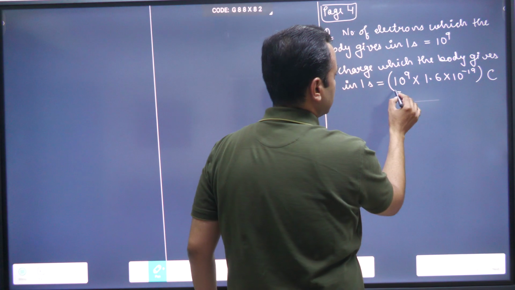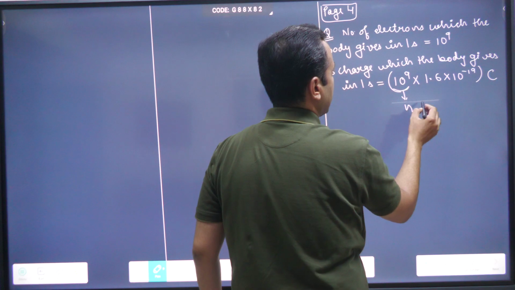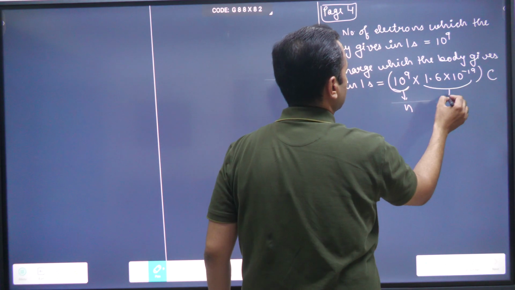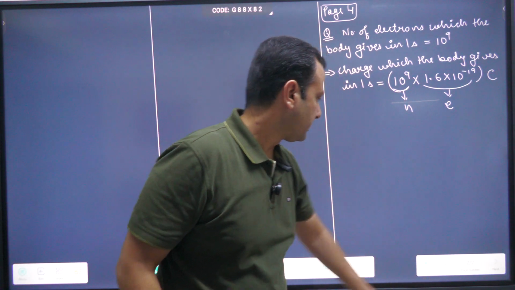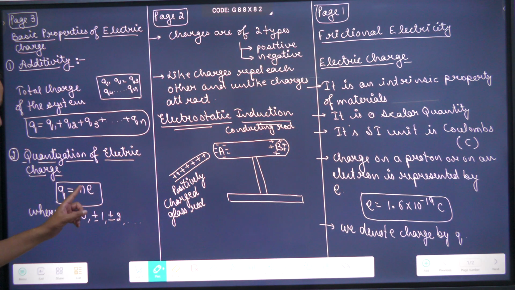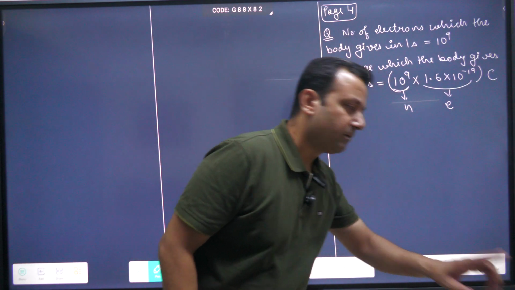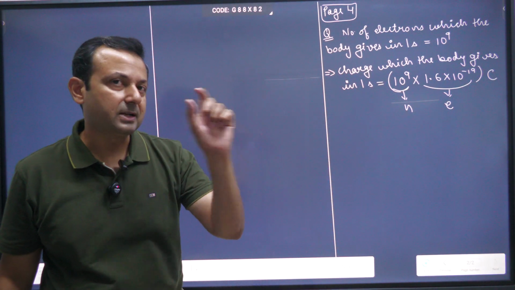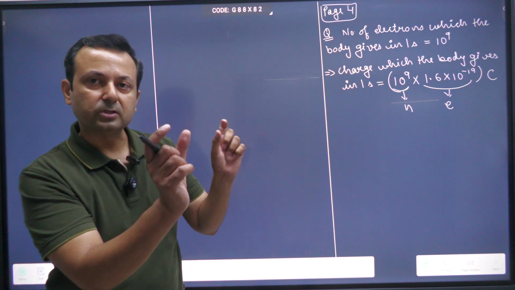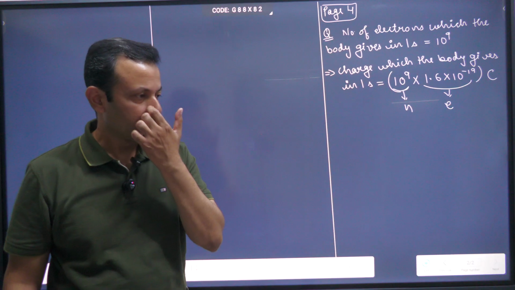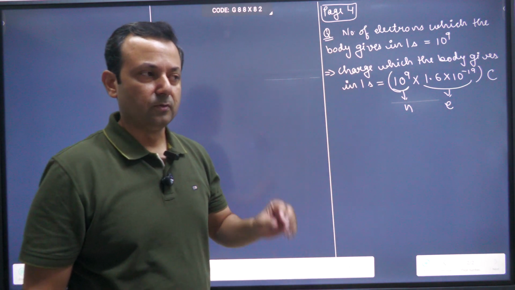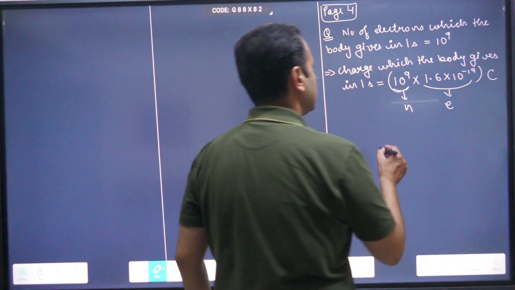This is N, which means the number of electrons. And this is E. So this property we have just read, that Q is equal to N E. E is the charge on one electron and N is the number of electrons. What is given in this question? That in 1 second a body gives out 10 to the power 9 electrons, and 1 electron's charge is 1.6 into 10 to the power minus 19. We simply multiply both of them and then we get the total charge which is given out in 1 second. Is it clear to you?